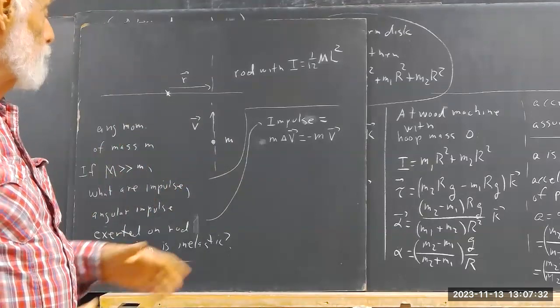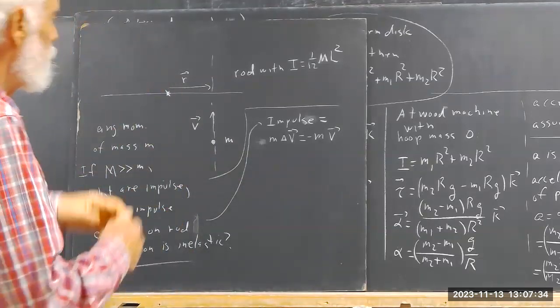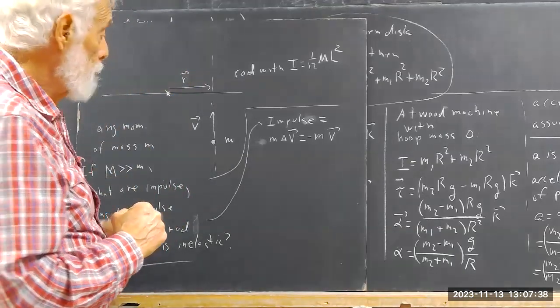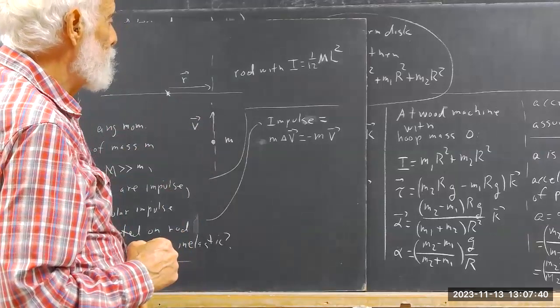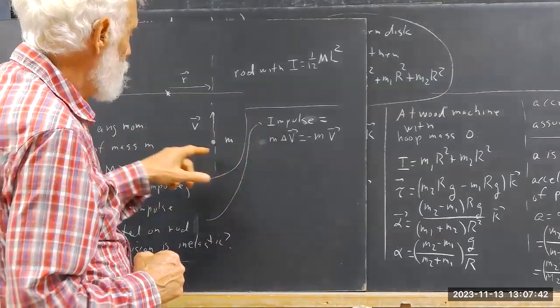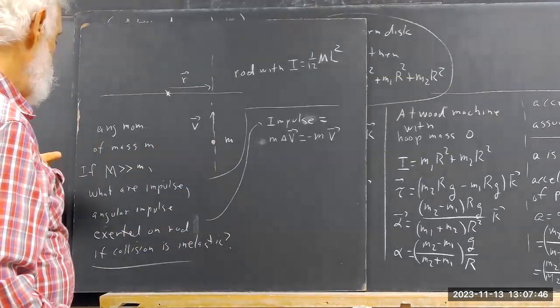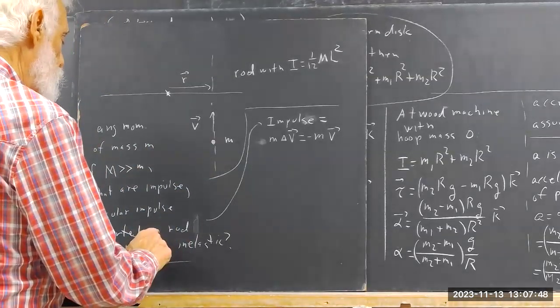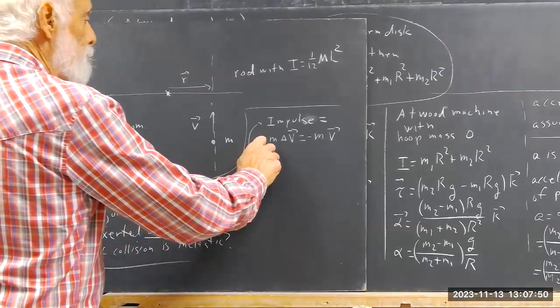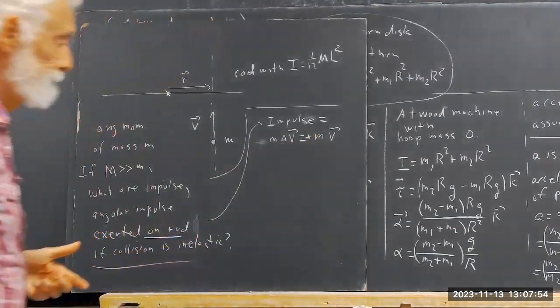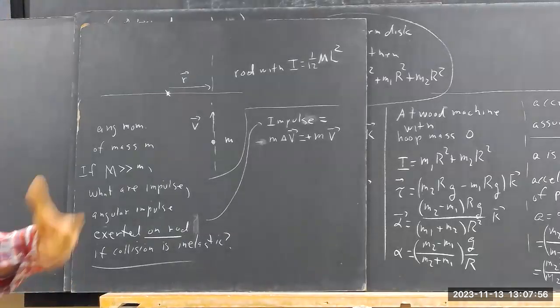Now, why do you have an impulse? These things interact. This thing slows down. So that's the impulse delivered to the mass. The impulse exerted on the rod, that'll be the negative of that, which is plus M. You want to think through that.